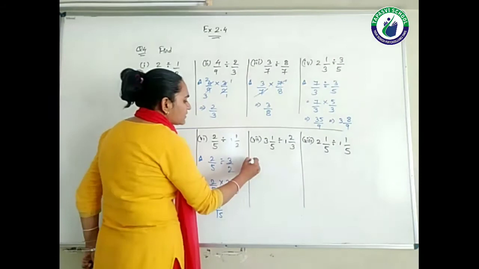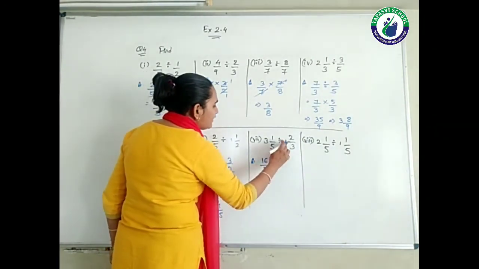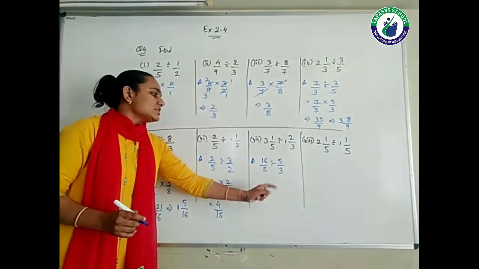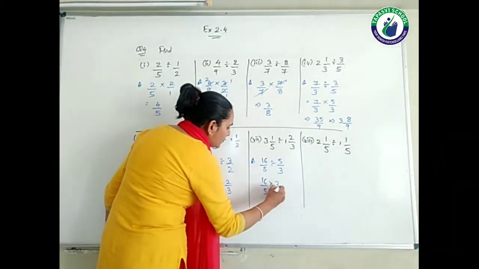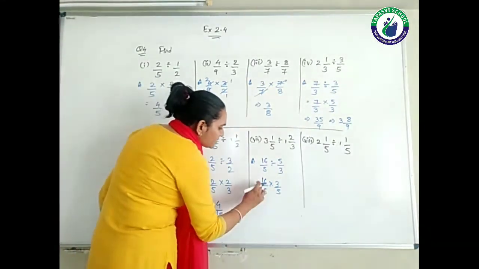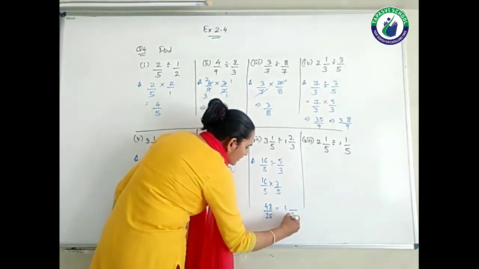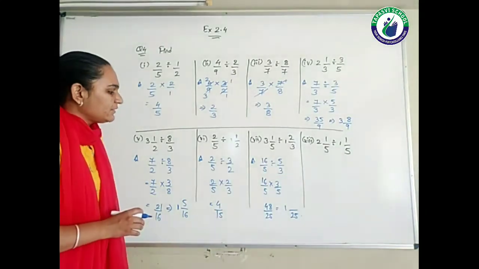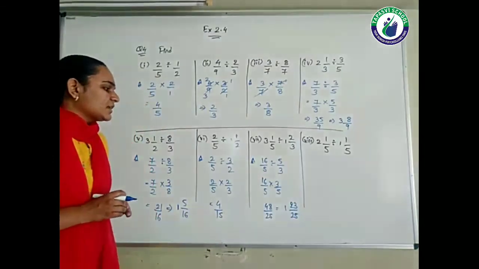Seventh question. 3 fives are 15 plus 1, so 16 upon 5. Division sign, 1 three is 3 plus 2, 5 by 3. Now we have to change the sign of division into multiplication, students. So 3 upon 5, right? Now nothing can be cut, so 16 threes are 48 and 5 fives are 25. Now we can convert it into mixed one because it's an improper fraction, so 1 twenty-five is 25. So we'll get 23 as the remainder.